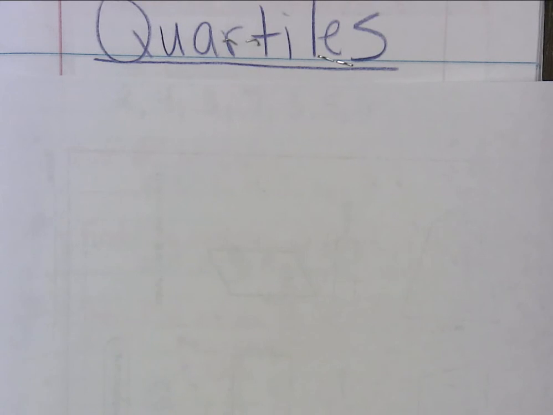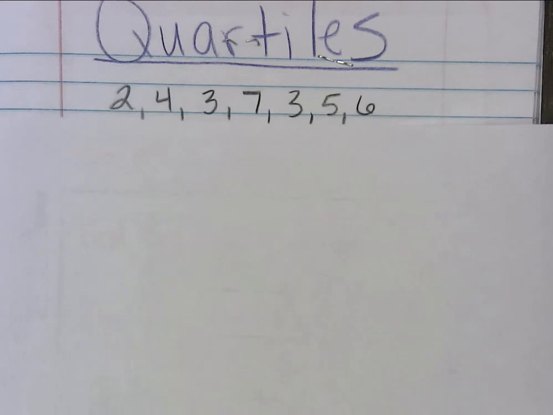Kind of like mean, median, mode, and range, this is related to quartiles. So if you can do median, then you can do quartiles. Okay, so let's just have an example here. Write these numbers down. This is your number set. 2, 4, 3, 7, 3, 5, 6. That's just a random set of numbers.